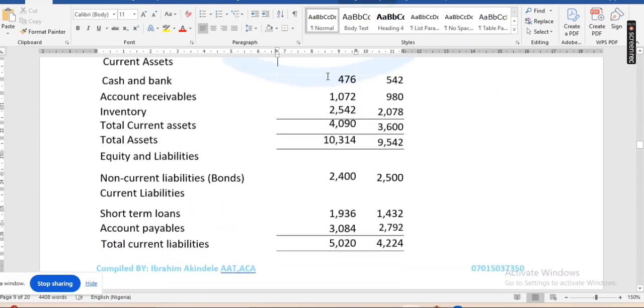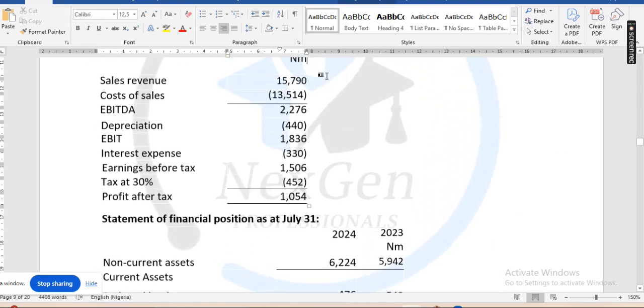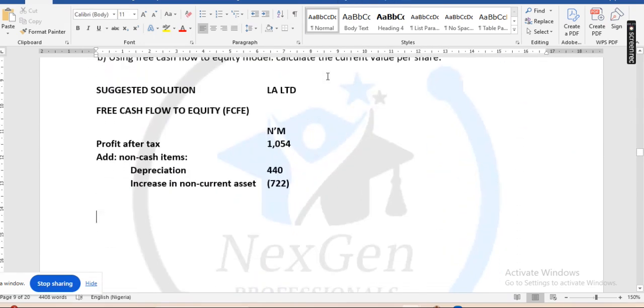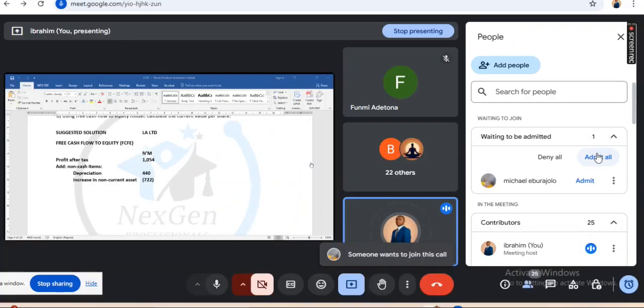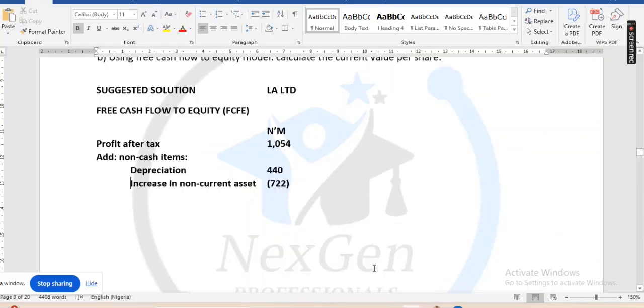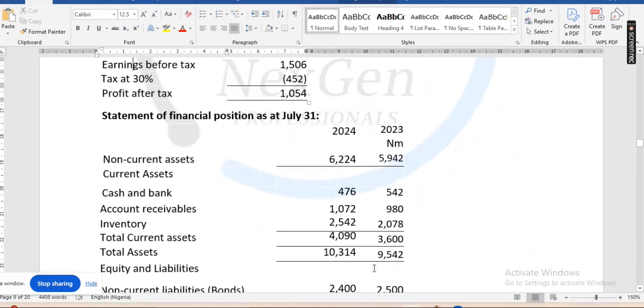Now, when you look at depreciation, where did we get our depreciation from? Depreciation is in your income statement, right? Then, after that, we need to move to non-current assets. We need to check if there is an increase or decrease in non-current assets. Since we're given 2 years, as an analyst, you have 2023, 55,942. In 2024, the non-current asset increases. So it could be that they bought a new asset in 2024, and that is what makes it increase, right?